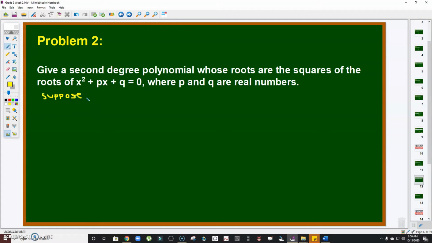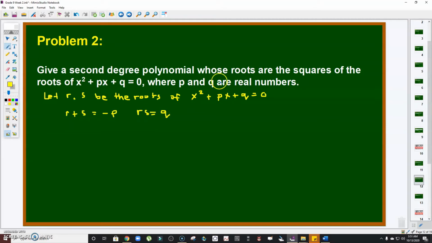Let R and S be the roots of x squared plus px plus q equals 0. Meaning to say, r plus s is equal to negative p, while rs is equal to q.